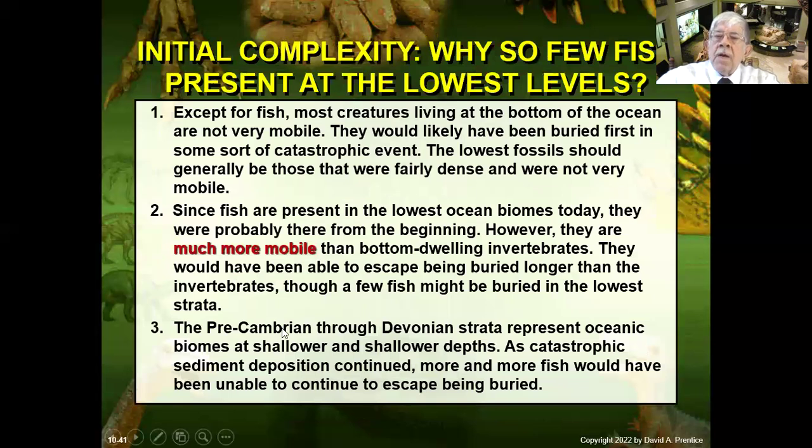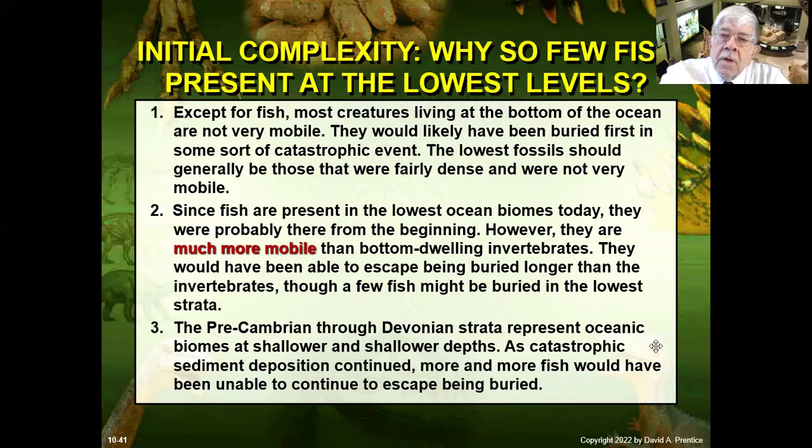But there are not very many fish found in the Precambrian. There are a significant number in the Cambrian, but why? Well, according to initial complexity creation, we have to remember that this includes catastrophism. Oh, yeah, I believe in a worldwide flood.